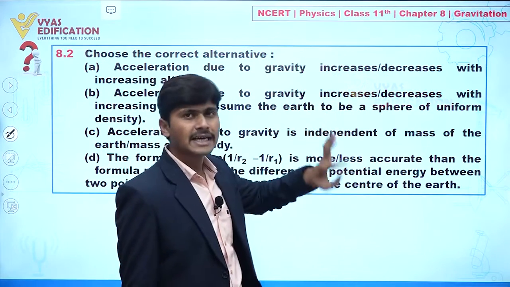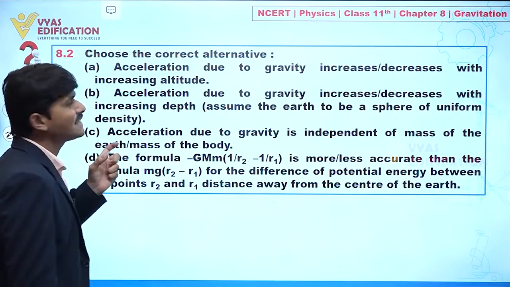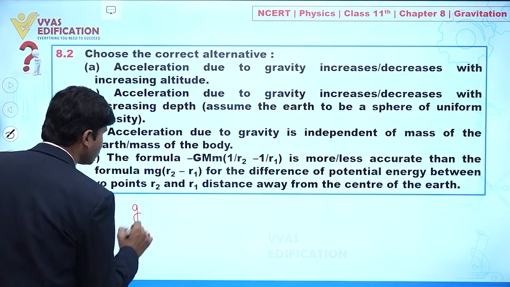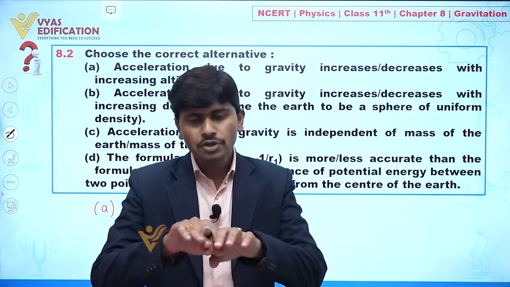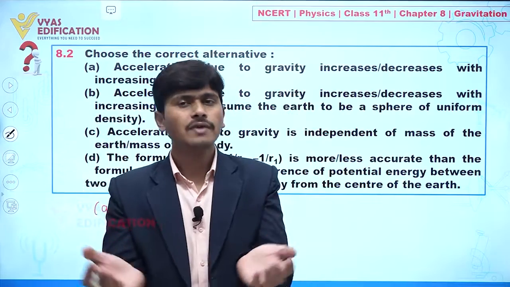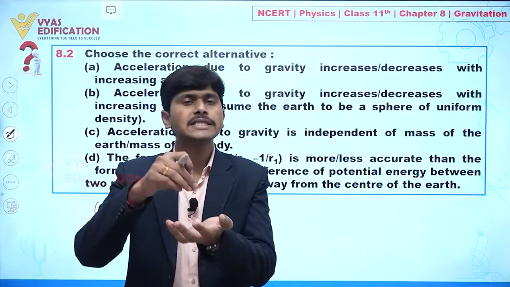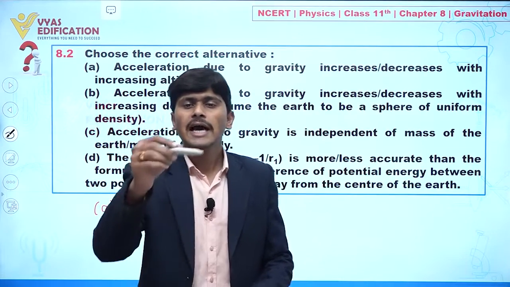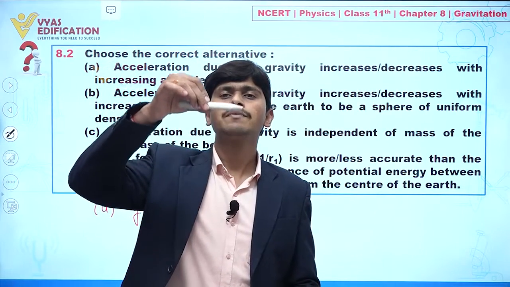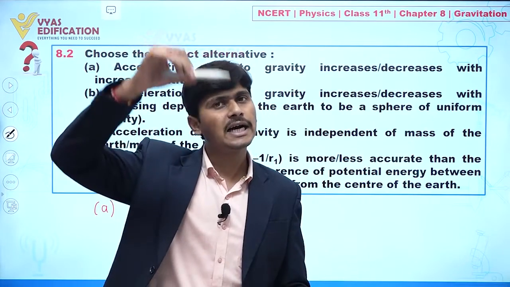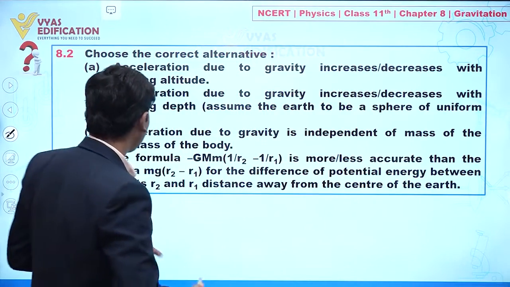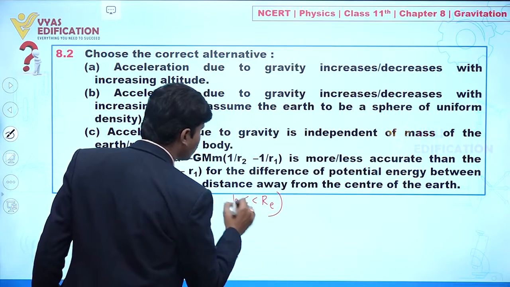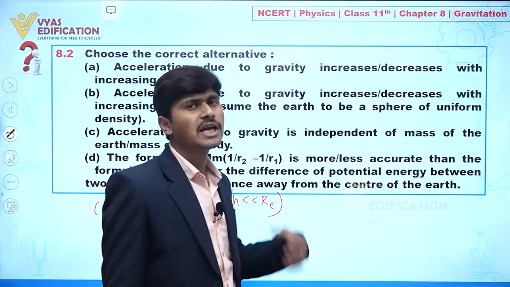Acceleration due to gravity increases or decreases with increasing altitude. If I am talking about acceleration due to gravity, let's suppose initially we have an earth, and we are placing an object at the surface of the earth. Now I am lifting this object from the surface of the earth to a certain height, and I am assuming the height is very small compared to the radius of the earth.